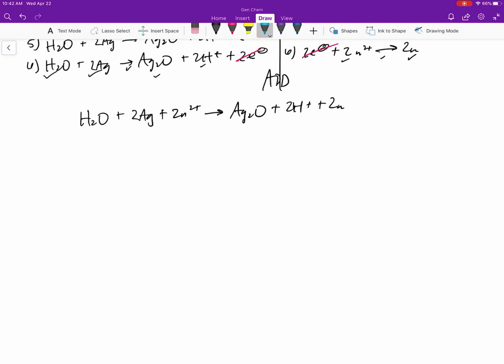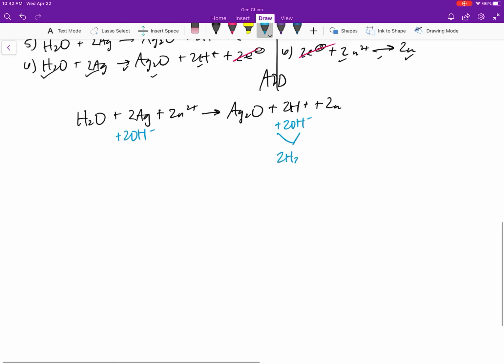So what we're going to do here is add however many protons I have. So in this case, I have 2 protons on the right, and I'm going to add 2 hydroxides to form water. Okay, and nothing else is going to change. Oh, writing these backwards is hard.